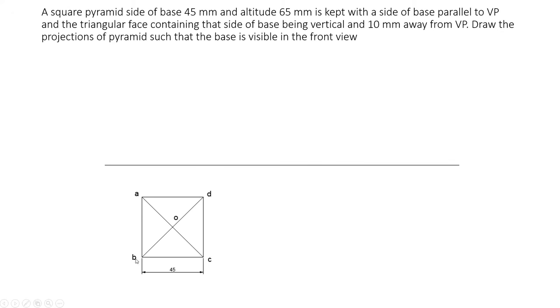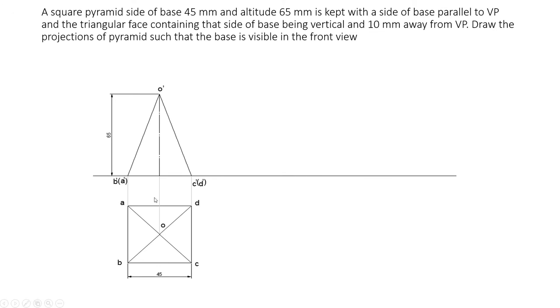Name this square as A, B, C, D and O. Do the dimension, draw the cross diagonals, and this point is apex O. Now to draw the front view, you project all these points to the reference line, and the height of the pyramid is given as 65 mm. From here you mark 65 mm and use a chain line to represent the axis. Name that point as O dash. Also draw these slant lines. Viewing from here, this is B and A, so B dash and A dash, then C dash and D dash. You complete that triangle front view and name those points.